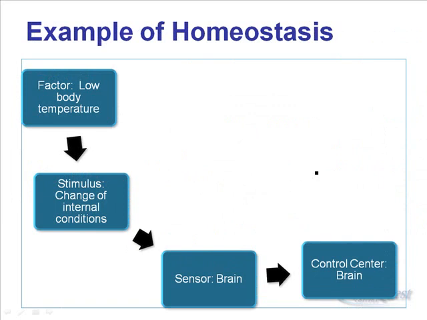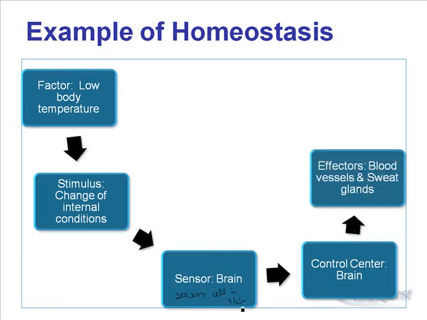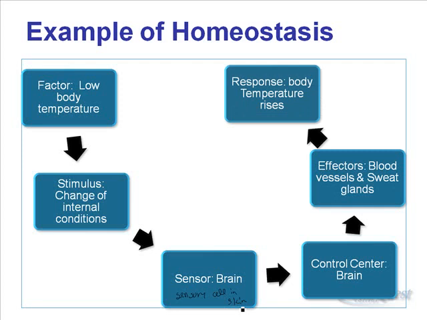The brain senses this, and it's also the control center. Another sensor for this could be sensory cells in your skin. It sends this information to the brain, and the brain sends a message out to effectors, which in this case are going to be your blood vessels and sweat glands. The response is your body temperature rises. So what's going to happen is blood vessels constrict.